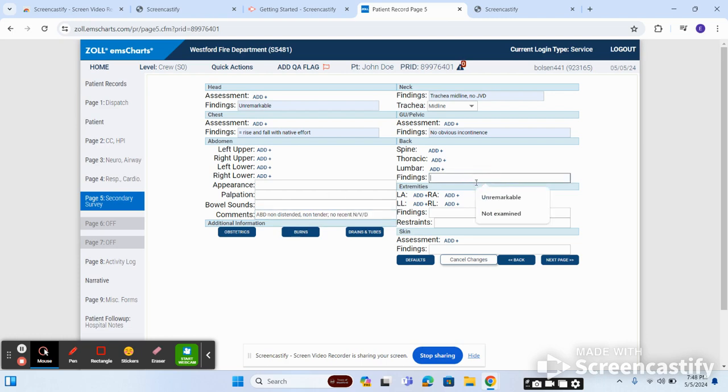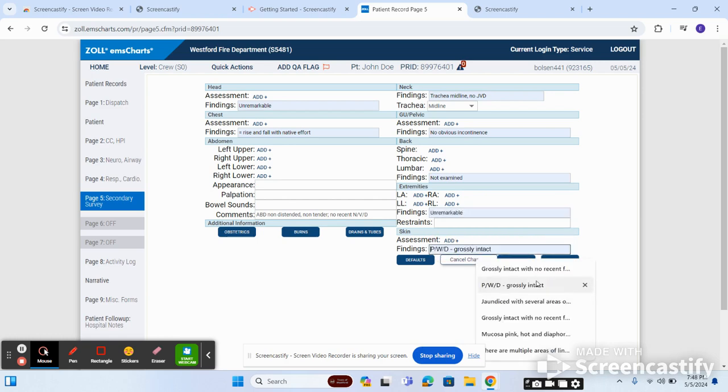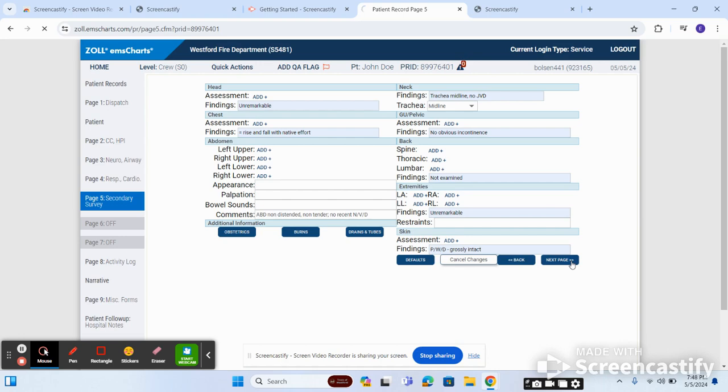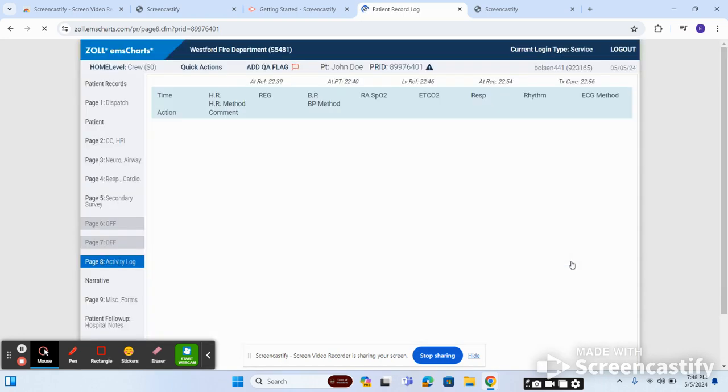Done. Back, I don't generally look at people's backs unless it's a trauma or there's something going on back there, so not examined. Extremities, we'll say unremarkable again. And skin, we talked about already, pink, warm, dry. All set. Moving on to the next page.